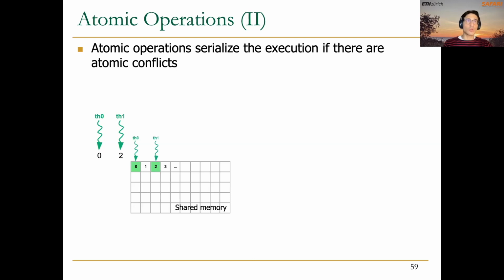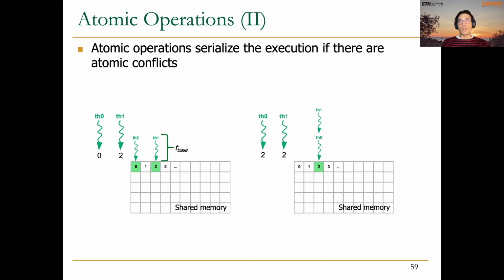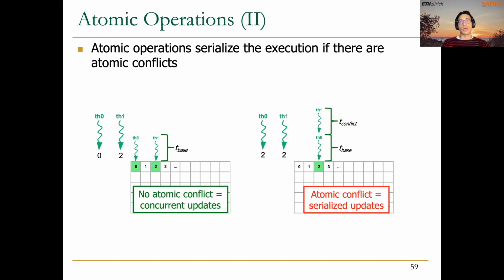If these two threads, thread 0 and thread 1, need to update two different elements in different banks, for example, of the shared memory, that's perfectly fine. They can update these values. They can perform the read, modify, write operation in parallel with a certain latency. However, if these two need to update the same element in the same bank, we will have a serialization, we will have a longer latency due to the atomic conflict.